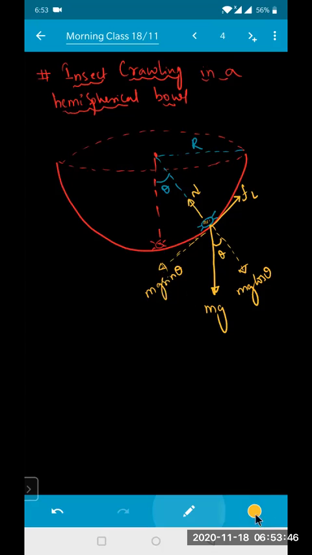Is the diagram clear? It is ready to move in the downward direction. What is making this move down? mg sin theta. So in the limiting case, mg sin theta must be equal to what? Frictional force. mg sin theta must be equal to the frictional force.